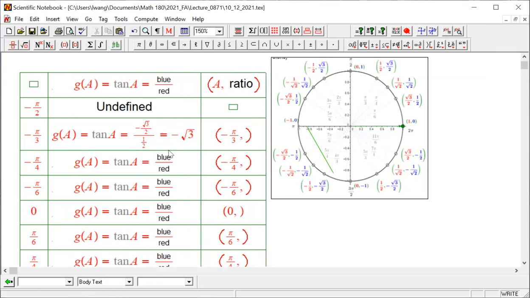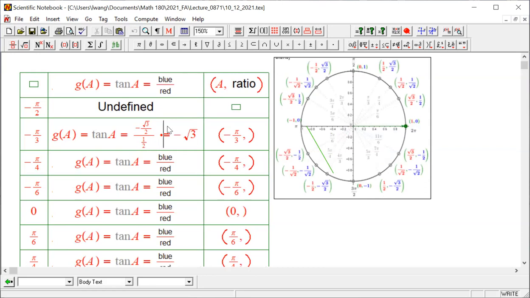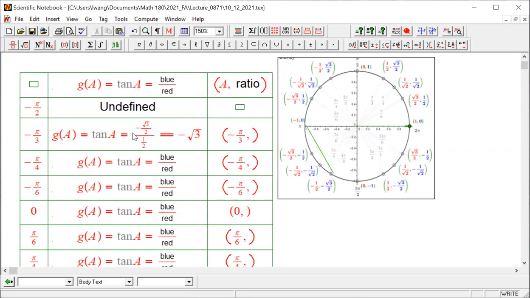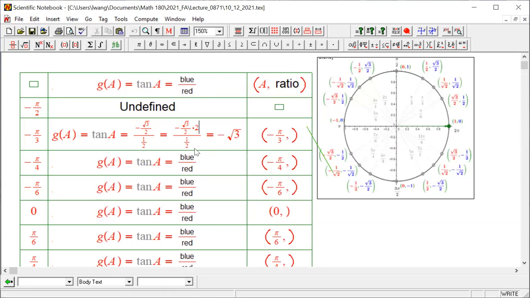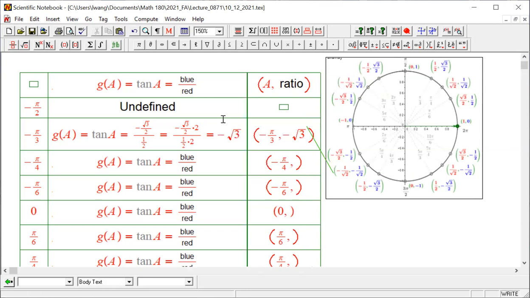If anybody has any questions about how to simplify that, you multiply by 2 on the top and bottom. You multiply by 1. That's how you get negative root 3. So this point is negative root 3, at negative pi over 3.